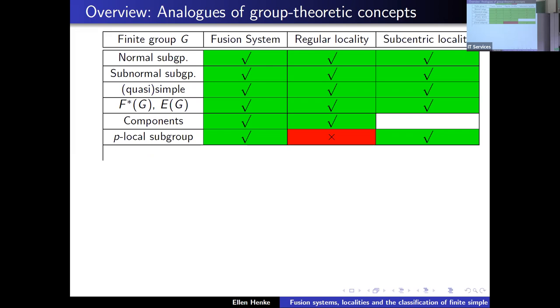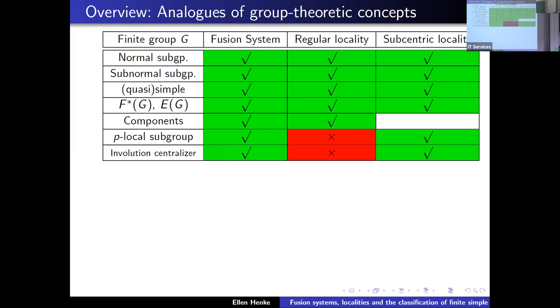Then we have analogs of P-local subgroups in fusion systems. We have one in subcentric localities, but I was disappointed to find that probably no such thing exists in regular localities, or at least I don't see any systematic way of constructing it. And just to stress this, the same holds for involution centralizers, which we would be particularly interested in for Aschbacher's program. So basically, I've given up hope that we can do everything in regular localities, which we can do in fusion systems. But I have not given up hope that we can do everything in subcentric localities.